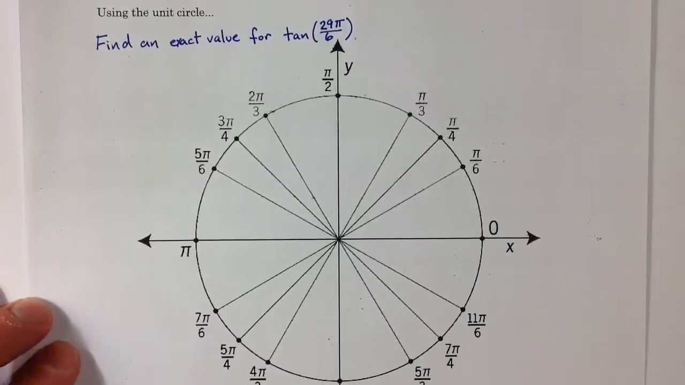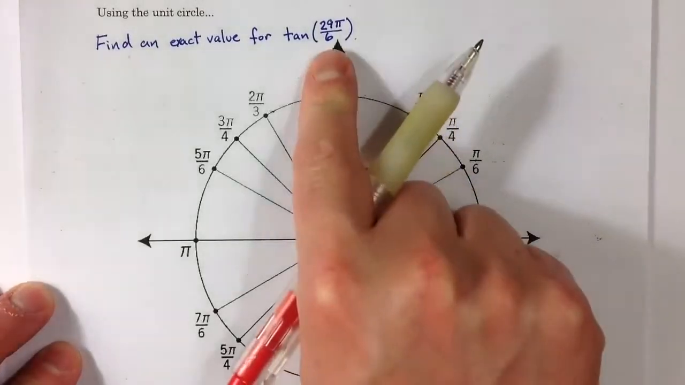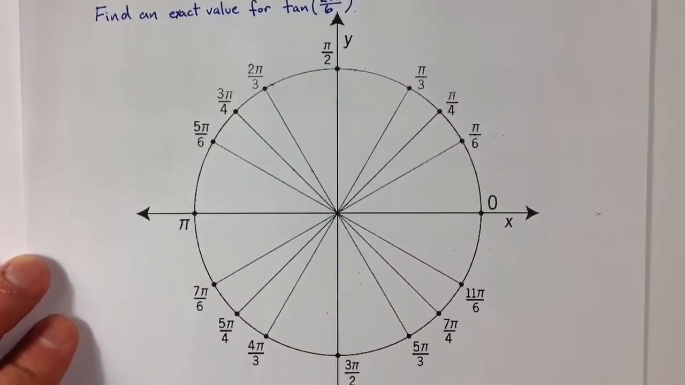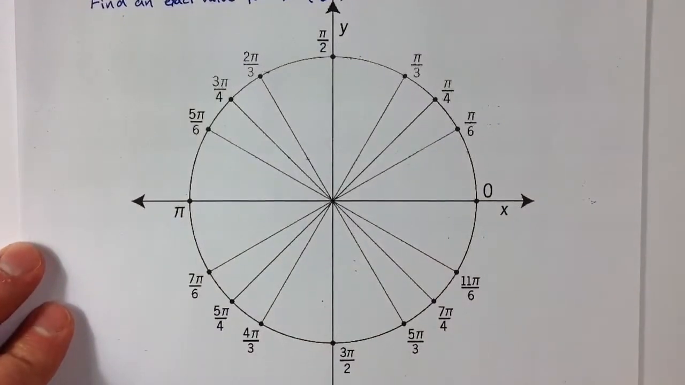Let's take a look at how we can use the unit circle to find an exact value for tangent of 29 pi over 6. The unit circle is often a shorthand for the special points on the unit circle.